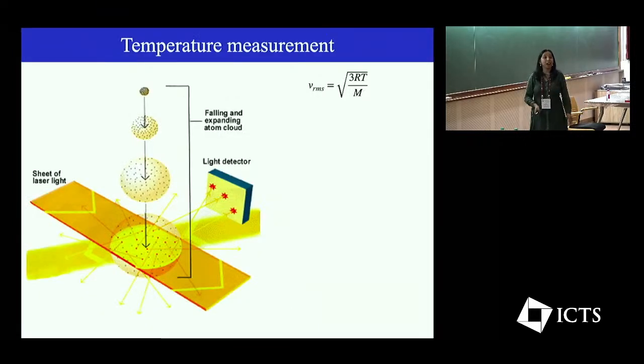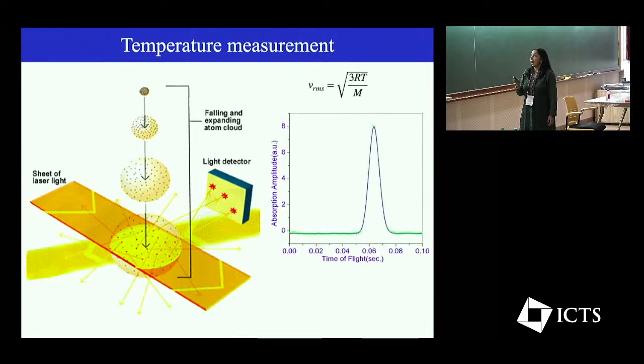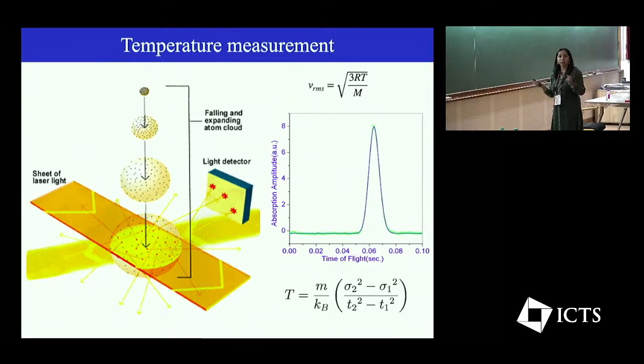Now you may be wondering, how do we know the temperature of the atoms? As I had told, the velocity of the atoms depends on the temperature, so it goes as the square root of temperature. To measure the temperature, we just release the trap and let the atoms expand due to their temperature. As it expands, we record the size at different expansion times, and from that we measure how fast it has expanded in a particular time interval. From that, we get the temperature of the atoms.